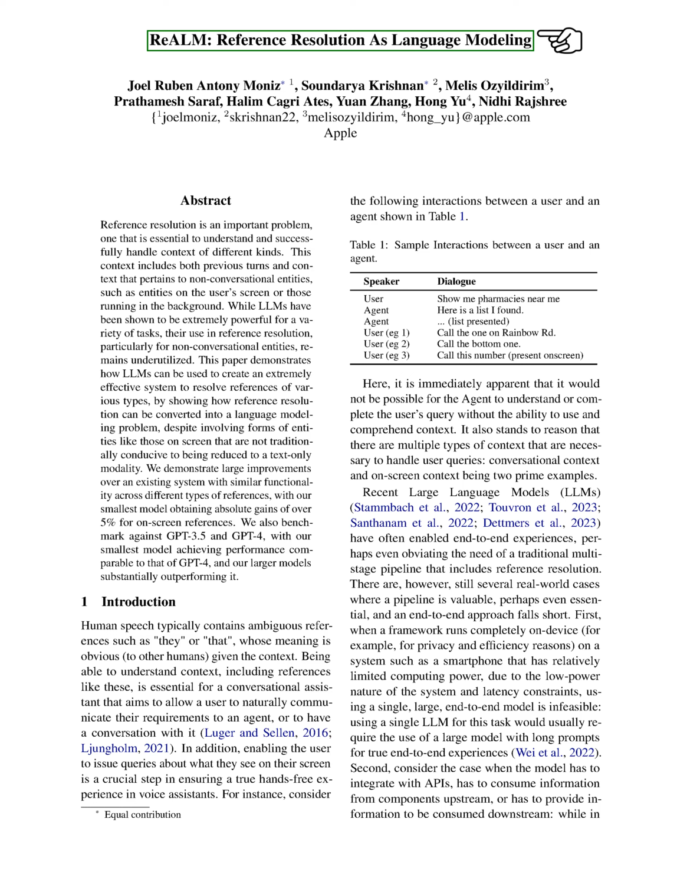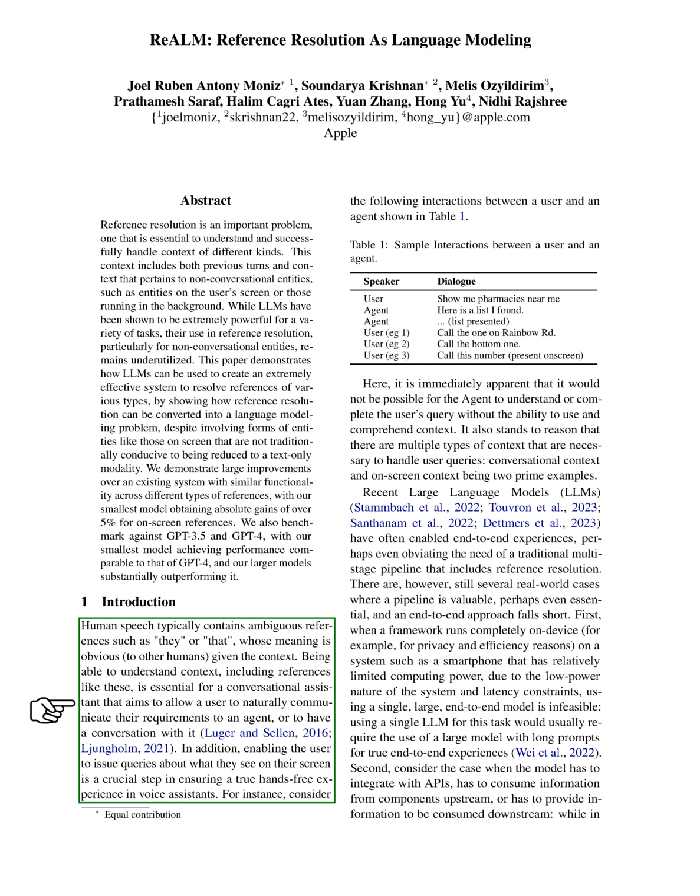Section: Introduction. In this section, we discuss the importance of understanding context in human speech, especially when dealing with ambiguous references like "they" or "that." Being able to grasp context is crucial for conversational assistants to facilitate natural communication between users and agents.